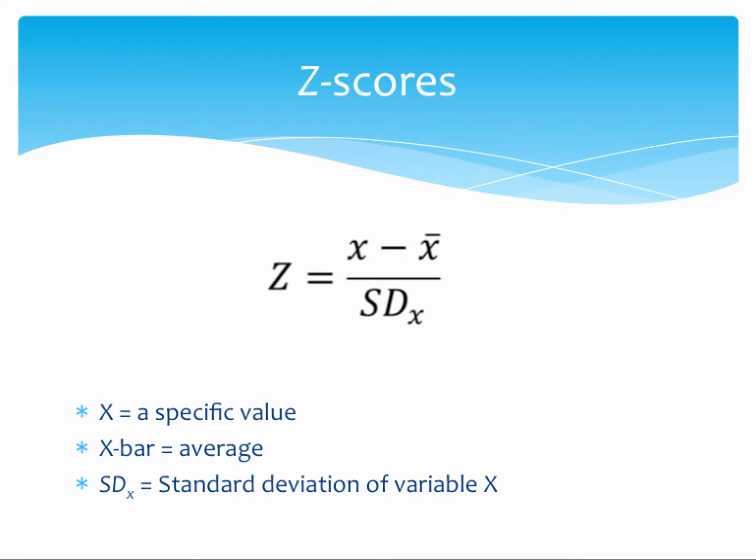So what is a z-score? Well, z-scores are calculated by taking a specific value. Notice there's no summation, so it's not every x, just a single x score, subtracting the average of x, and then dividing that by the standard deviation of x. It's pretty straightforward.